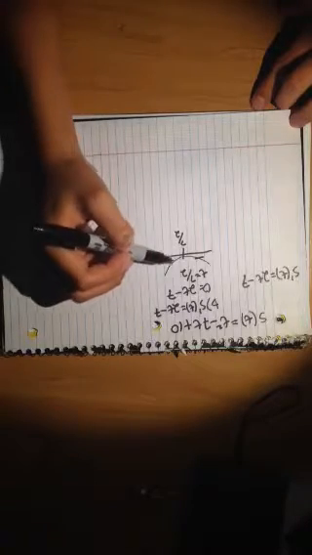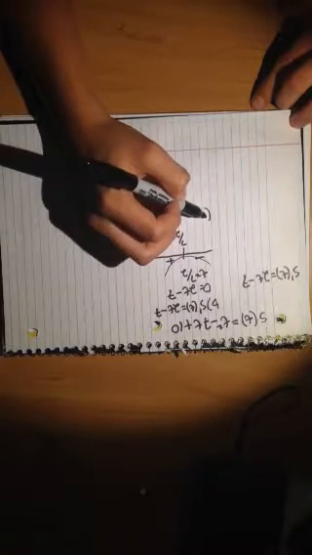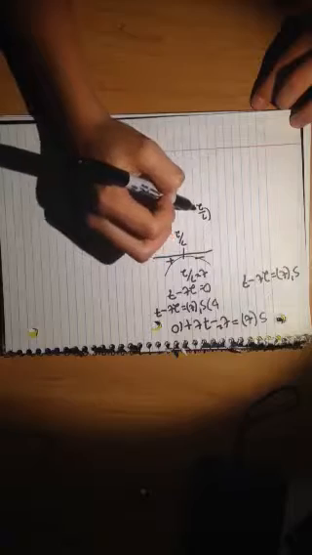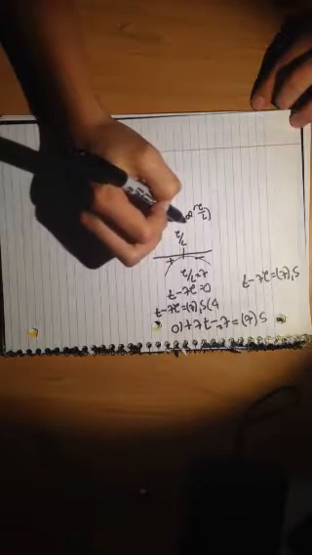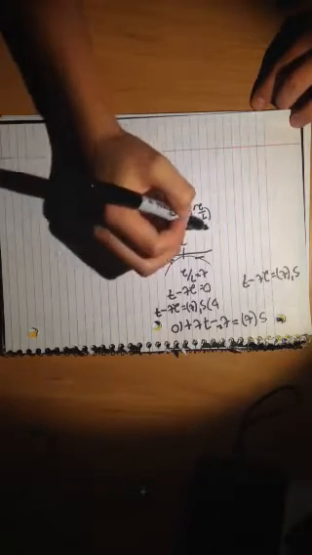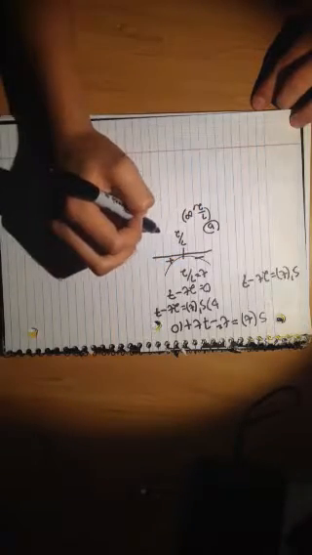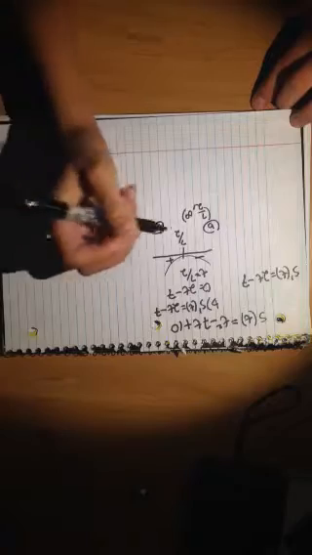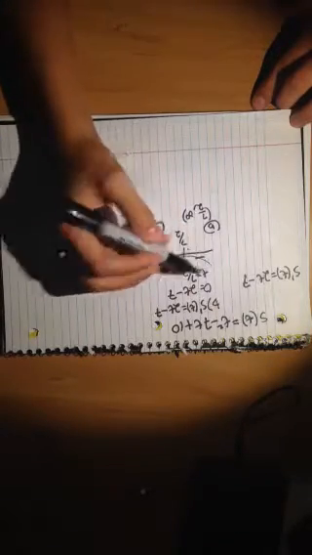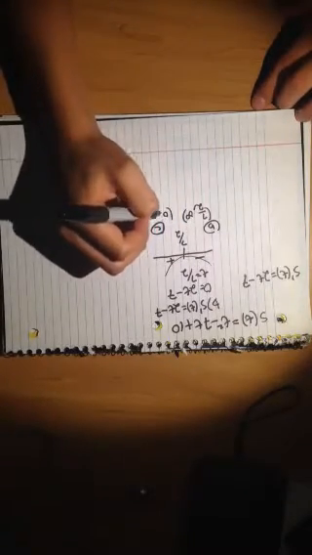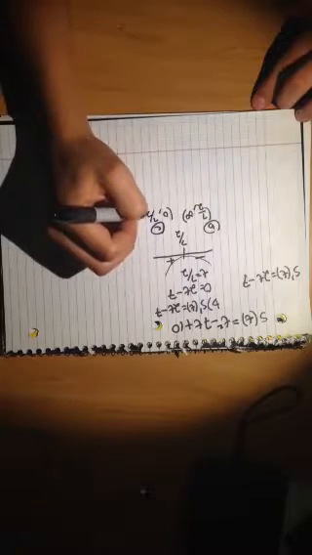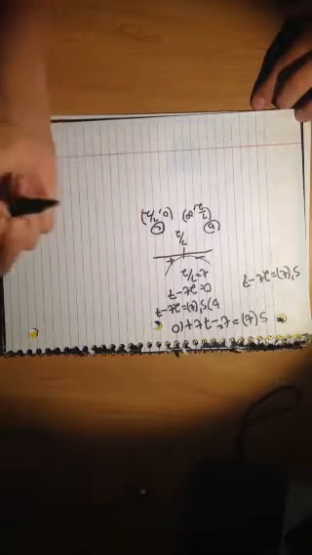So it's positive right here, and that would be 7 over 2 to infinity. That's part B. And then part C, it would be negative from 0 to 7 over 2.